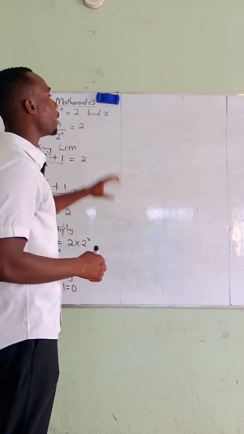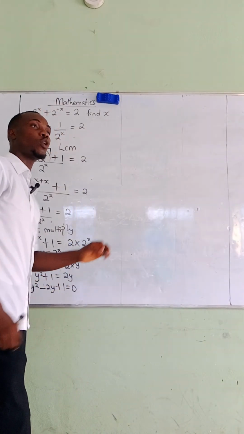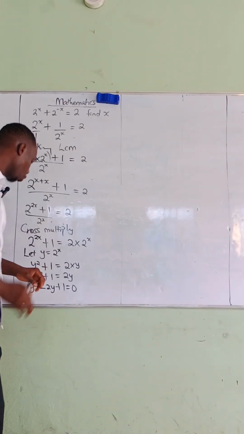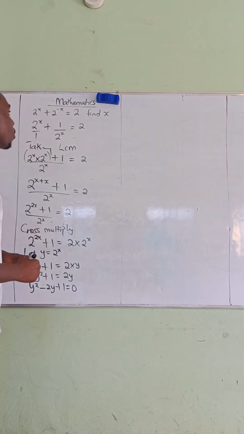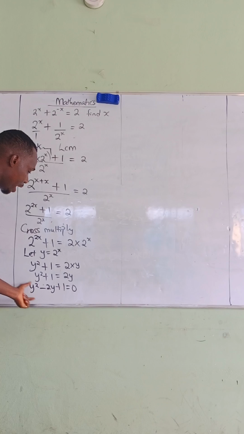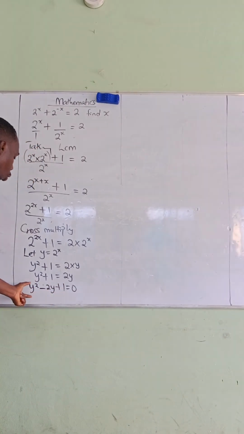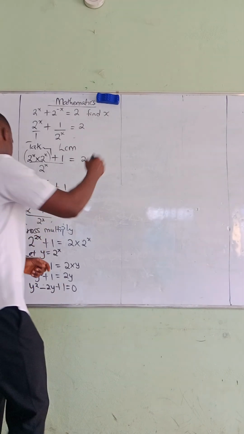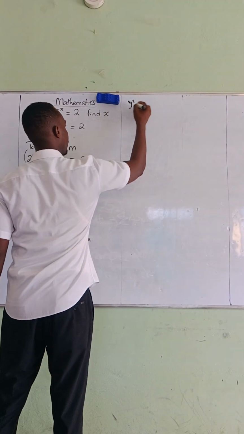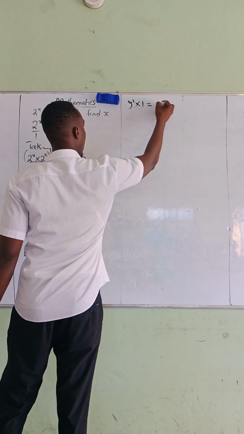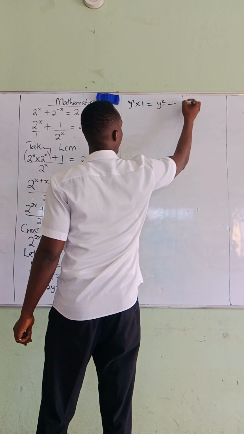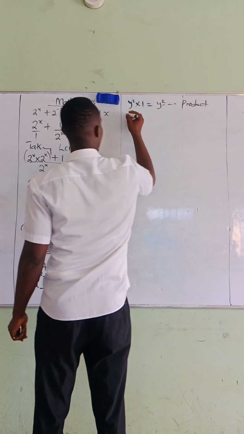For the factorization method, we are going to look at what we refer to as sum and product. For the product, we are going to multiply the first term and the last term, so the coefficient of y square and this. Let's look at it. Y square times 1 gives us y square. And again, that's the product.